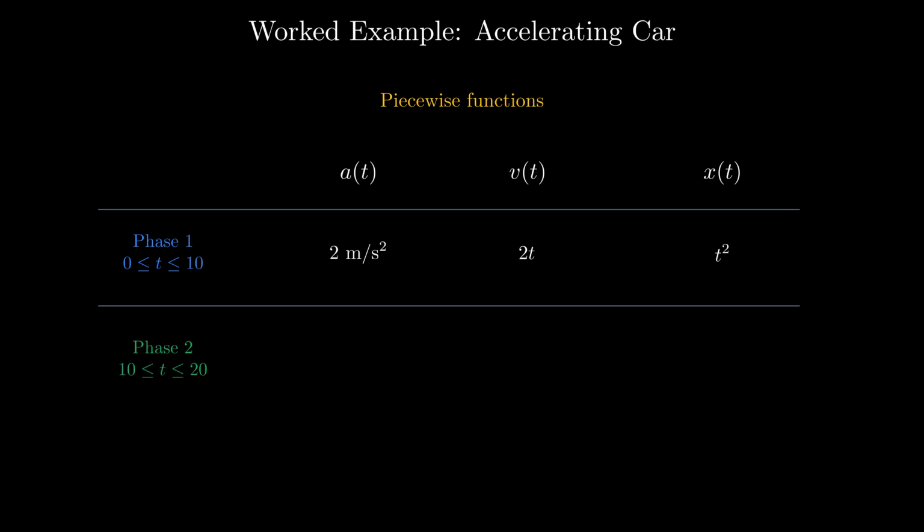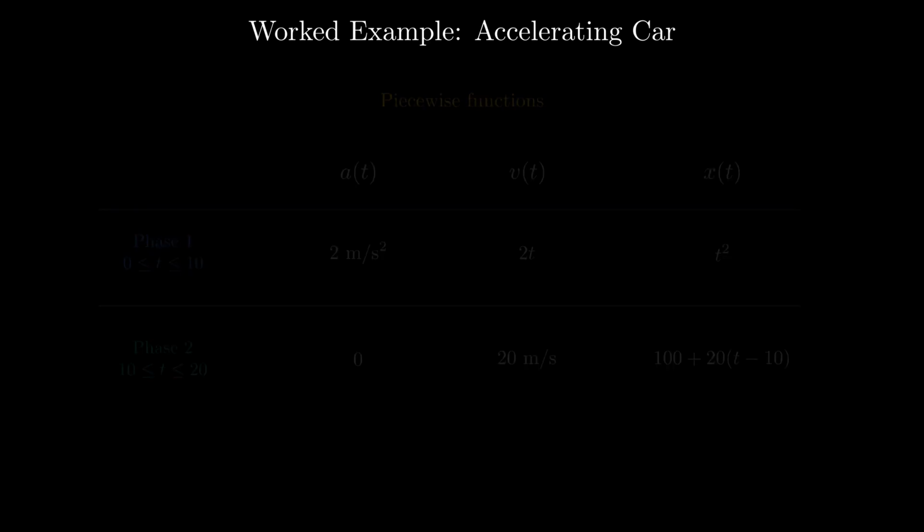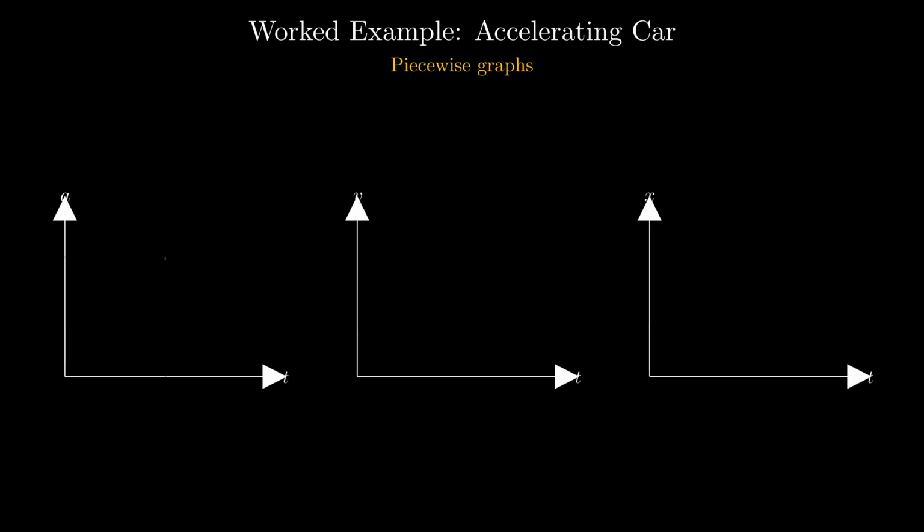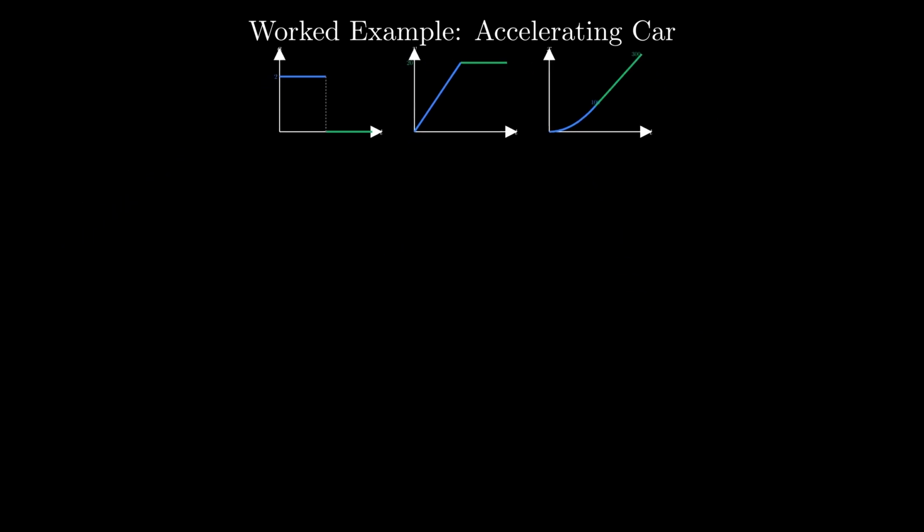In phase 2, from 10 to 20 seconds, the acceleration is 0, the velocity stays at 20 meters per second, and the position is 100 plus 20 times the quantity t minus 10. On the graphs, the acceleration plot holds at 2, then drops to 0 at 10 seconds. The velocity plot rises linearly to 20, then stays flat. The position plot curves as a parabola up to 100 meters, then rises linearly to 300 meters at 20 seconds.